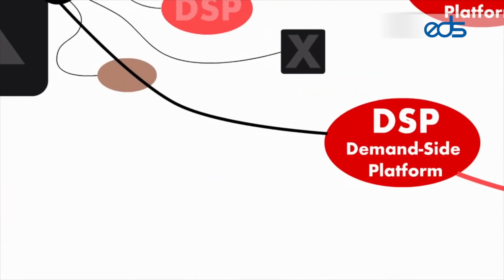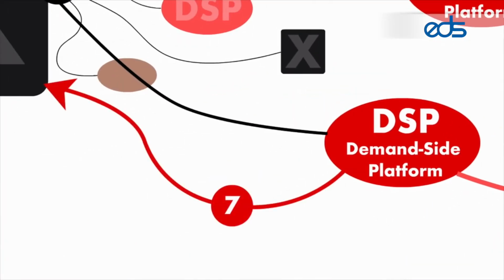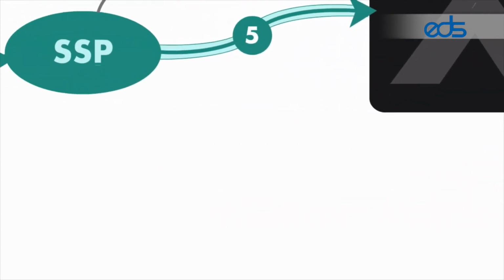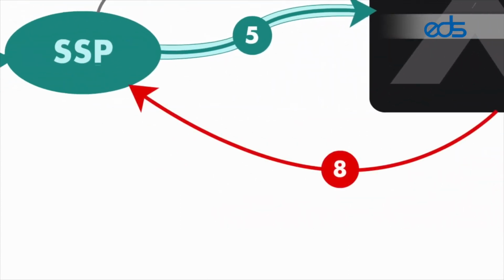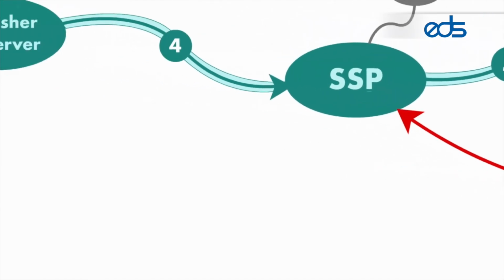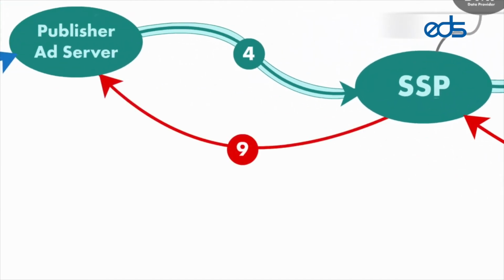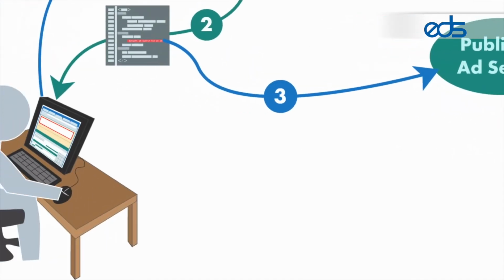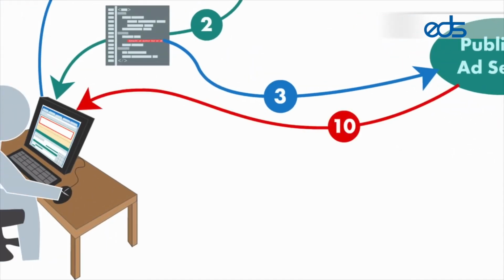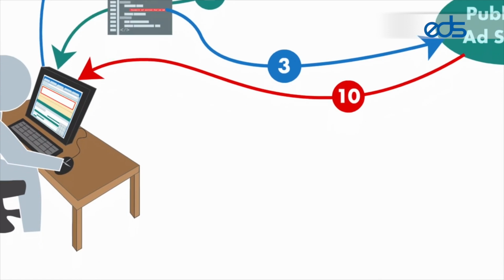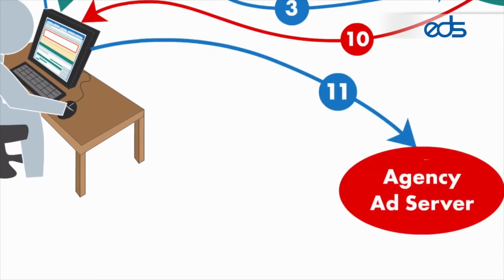The winning DSP passes instructions to the exchange for retrieving the ad creative. The exchange passes those instructions to the SSP. The SSP sends the request to the publisher ad server. And finally, the publisher ad server responds to the still open HTTP connection telling the browser to go to the agency ad server for the ad.